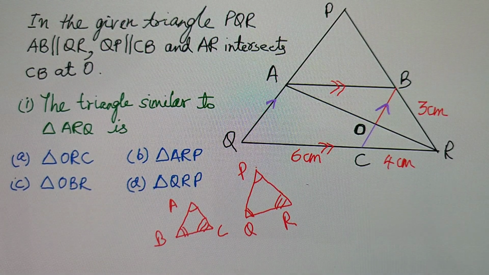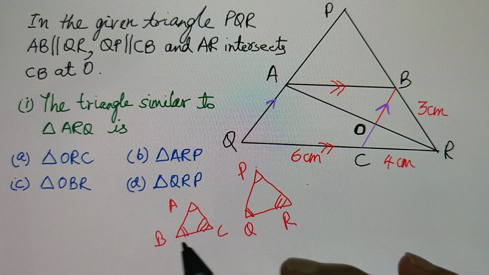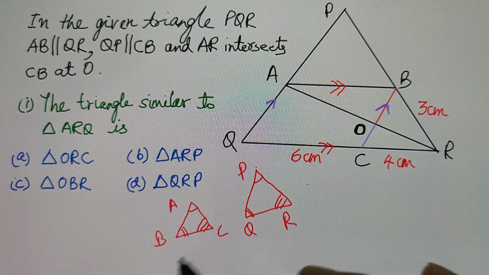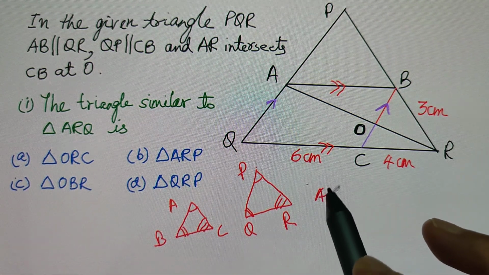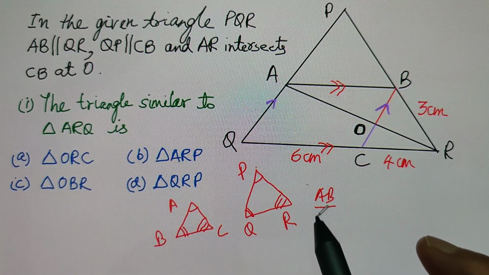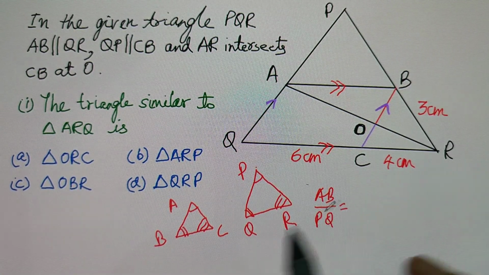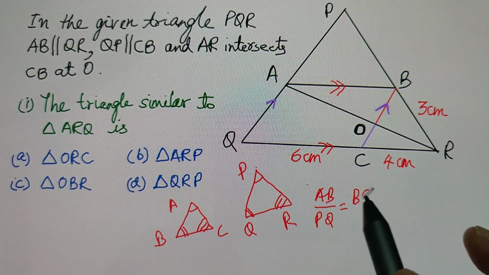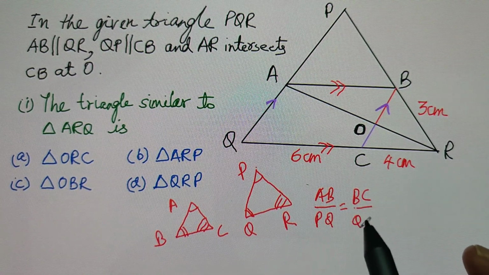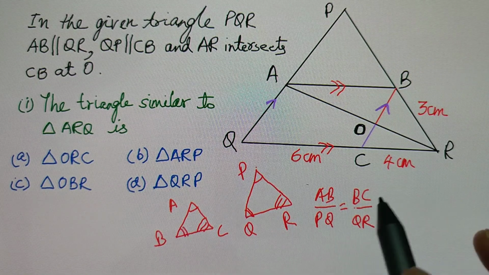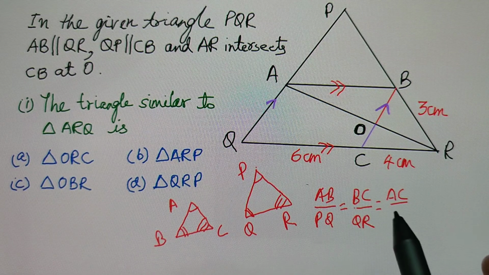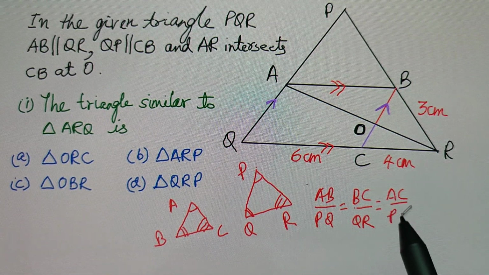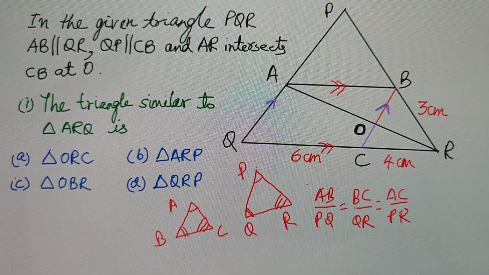This is the first point of similarity. The second point is that if the two triangles are similar, then their corresponding sides are going to be proportional. That means AB of the first triangle upon PQ of the second triangle, and BC of the first triangle upon QR of the second triangle. Similarly, AC of the first triangle will be proportional to PR of the second triangle.